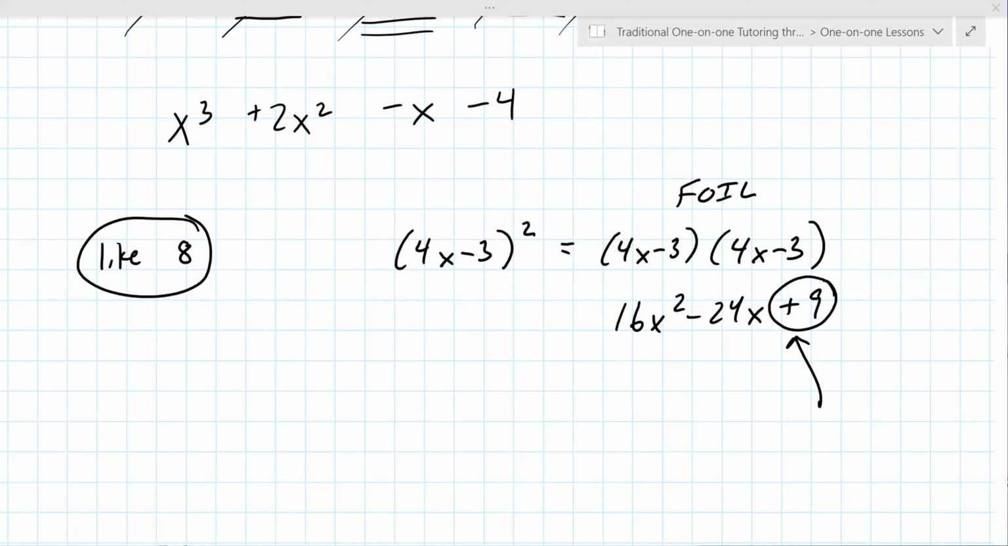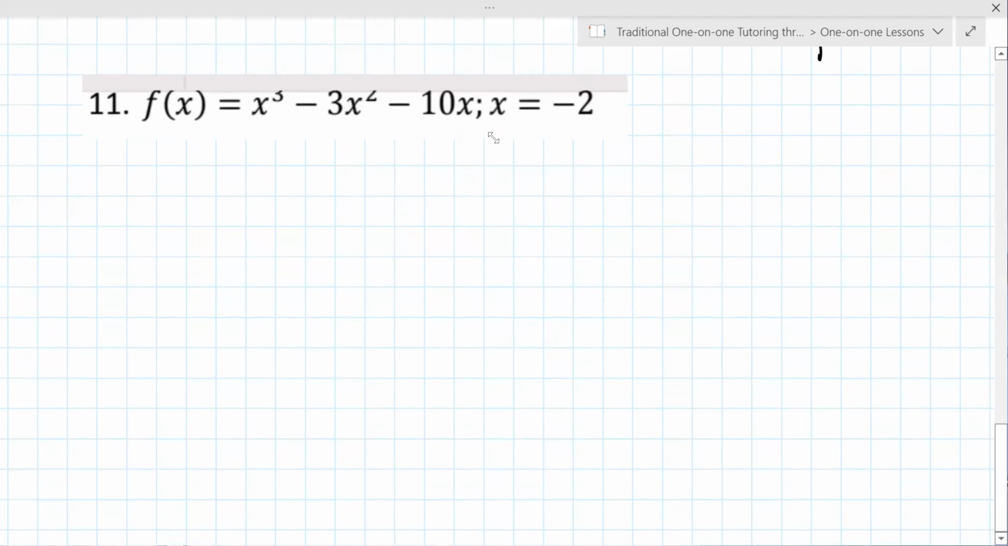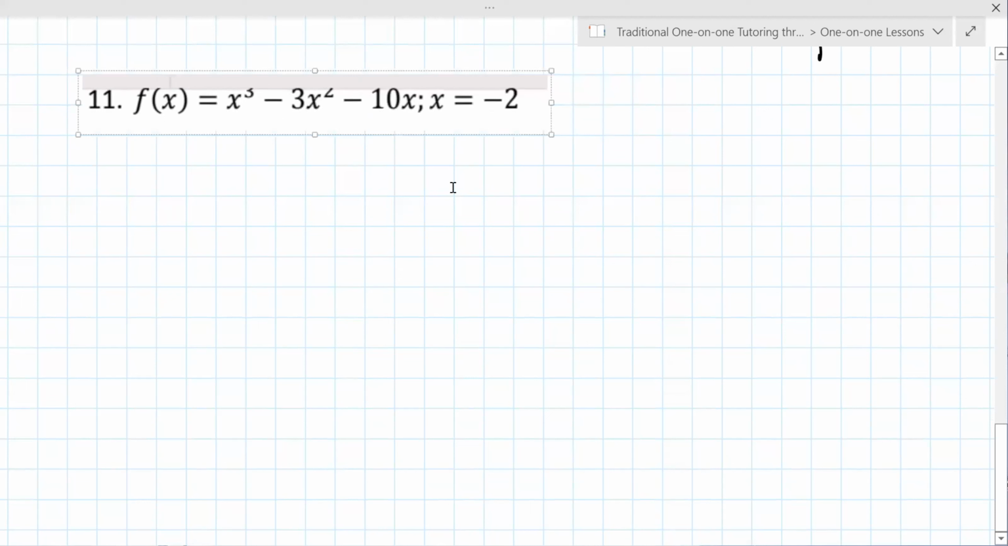Okay, so I'm going to move to 11 and 12. For 11 and 12, I don't see the instructions, but my guess is it's some sort of like determine if the value of x is a 0 of the polynomial. Something like that, possibly. And if it does not specify, we're going to use synthetic division. That's probably, with a lot of likely probability, the case here.